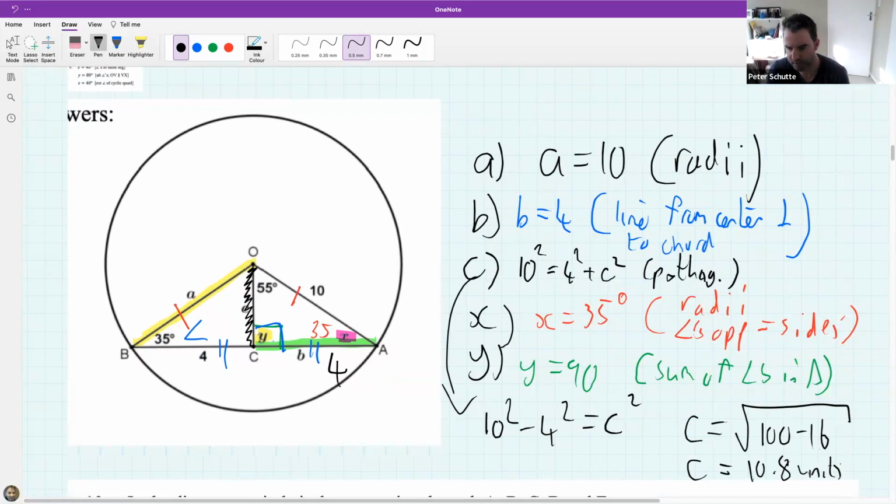No, it can't be 10.8. That's a lie, because it has to be less. Think about this. It's 100 minus 16. So be careful. It's going to have to be less than 10, because it's 100 minus 16. So what are we going to get? We're going to get 9.17. Yeah.